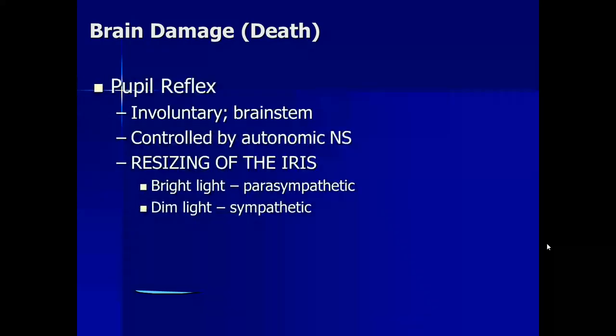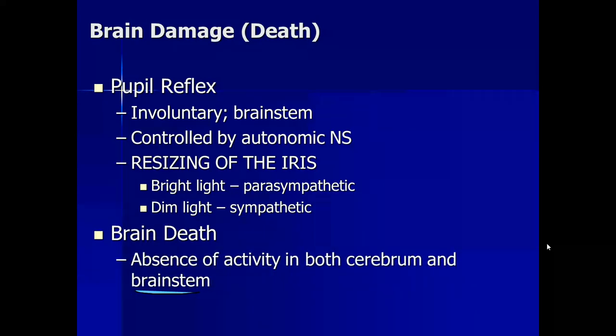The pupil reflex is an involuntary reflex controlled by the brain stem, and it's under the control of the autonomic nervous system we discussed earlier. What is the pupil reflex? Basically, it's the movement of the iris of the eye, which is the colored portion of the eye, which regulates the amount of light that reaches the retina.